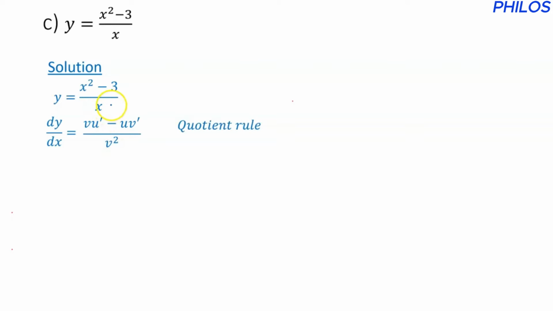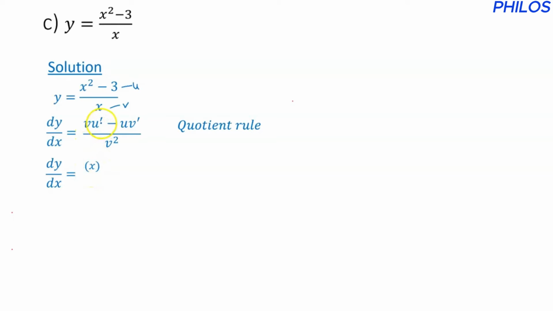Now you let the denominator be the v. The denominator will be the v. And you let the numerator be the u. And remember, u prime means you should differentiate u with respect to what is in question, which is x. And then v prime means differentiate v with respect to what? X. That's the meaning. So dy over dx will be equal to, remember, our v is the denominator, which is just x. So we substitute it there.